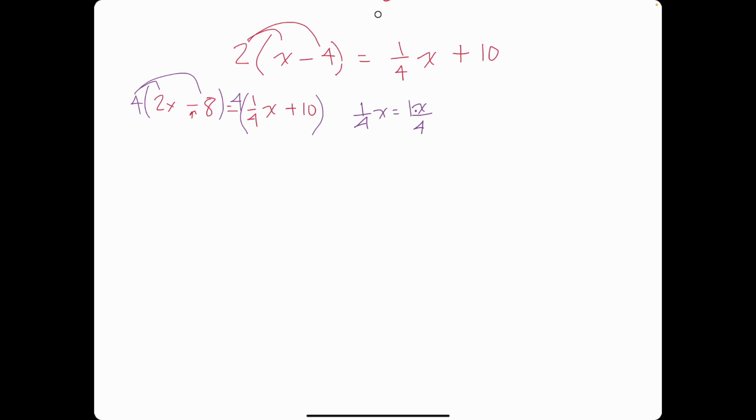So we need to distribute that 4 on everything. So I would have 8x, take away 32. This is where it's helpful to know your facts. If you don't, grab a calculator, but if you do, great. It just goes faster. 4 times 1/4 is just 1. So I have x, just 1x, plus 40. So now it looks a lot more like we had a minute ago.